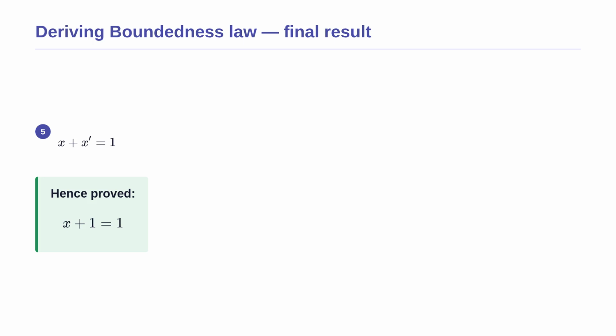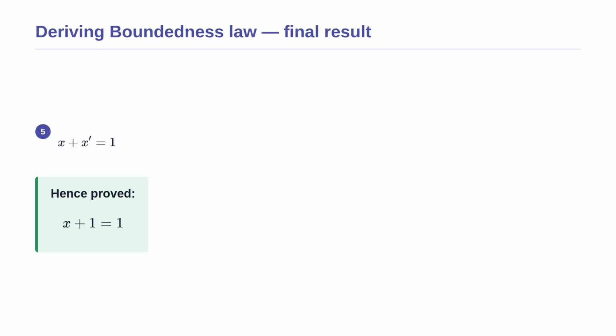For our final step in this proof, we look at the simplified equation staring back at us, which is x plus x prime. We immediately recognize the complement law. A variable ORed with its exact opposite always results in 1, representing absolute truth. We have successfully proven that x plus 1 equals 1 using only the basic rules.